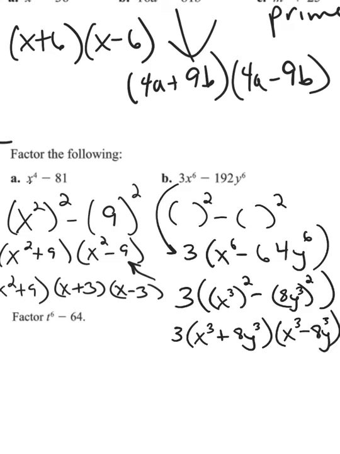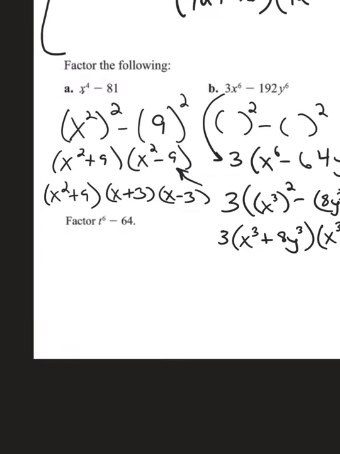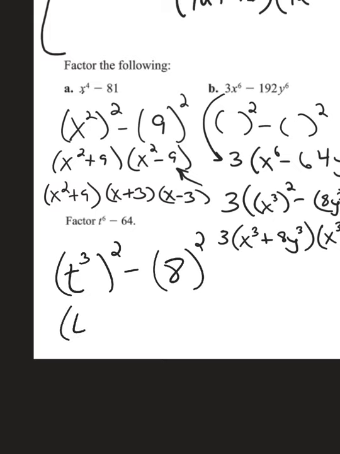Go ahead and take a minute, try this very last example, come back, see if you got what I got. Something squared minus something squared. T cubed squared is t to the 6th, and 8 squared is 64. So I have t cubed plus 8 and t cubed minus 8.